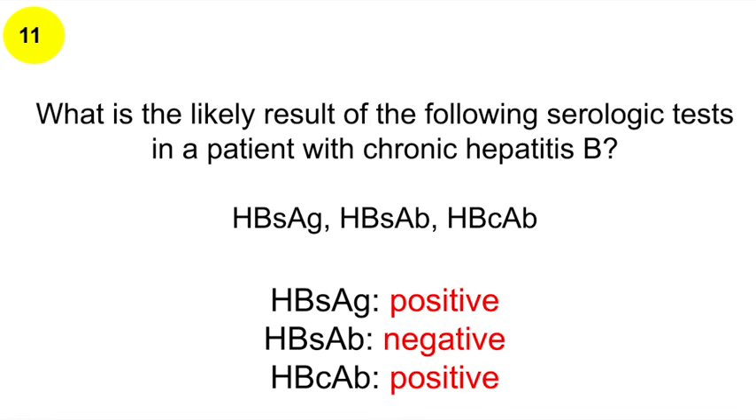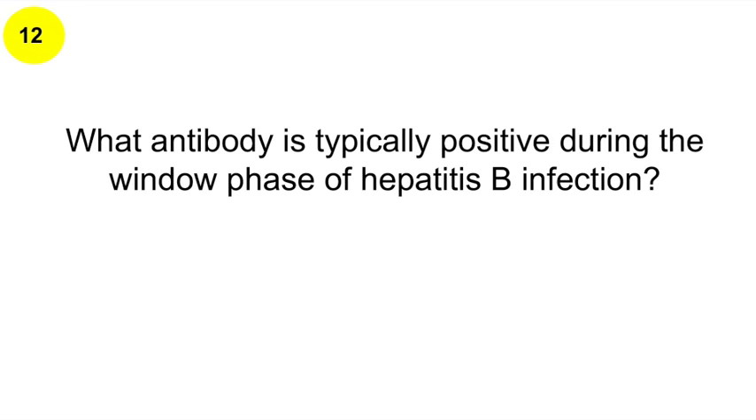If your hepatitis B surface antigen is positive, that means that you are sick with Hep B. That can be either an acute or chronic infection. So, hepatitis B surface antigen means that you're sick with Hep B, so that will be positive in a patient with chronic hepatitis B. What antibody is typically positive during the window phase of hepatitis B infection?